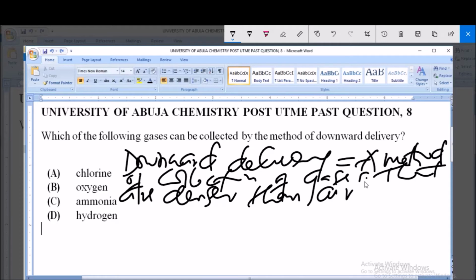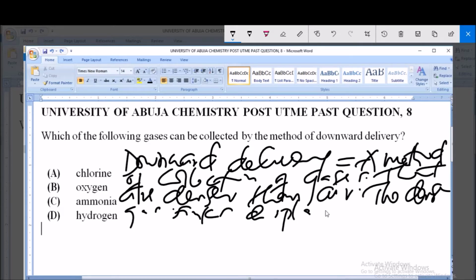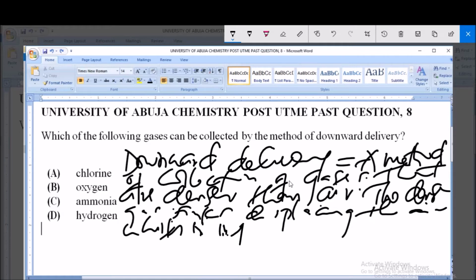Now, the concept of this process is that the denser gas sinks or goes down, displacing the air, which is lighter. The air is lighter, hence the air goes up and the gases come down. That is why it is called downward delivery.